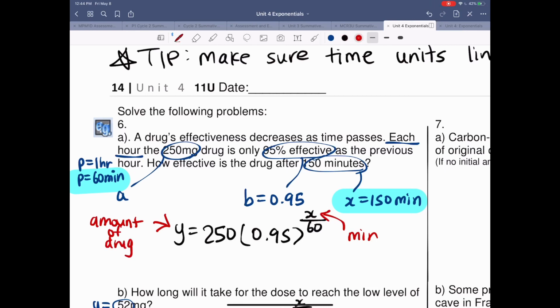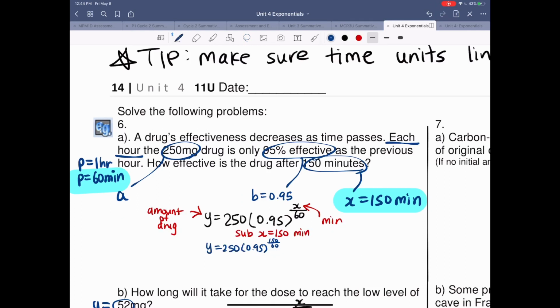Am I done? No, I'm not. I have to sub x is equal to 150 to find my answer. And so y is equal to 250, bracket 0.95, 150 divided by 60. And on the calculator, you'll do 0.95 to the exponent 150 over 60, and then you're going to times that by 250. Make sure that you're getting these numbers on your calculator, because you might be, again, inputting your numbers incorrectly, which is going to affect what you get on your assessment, right?